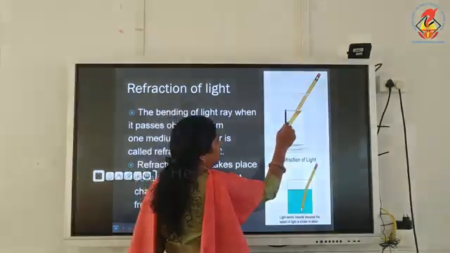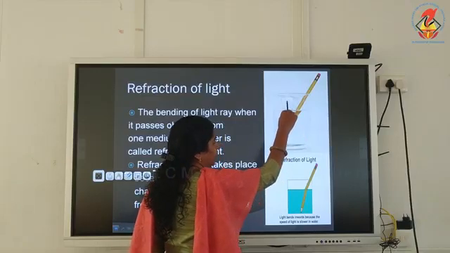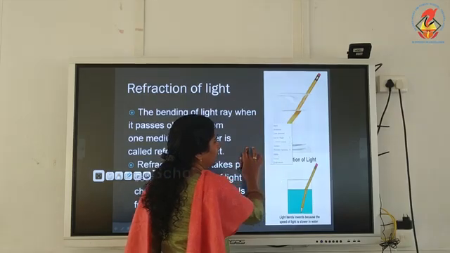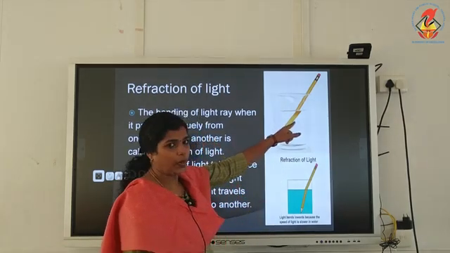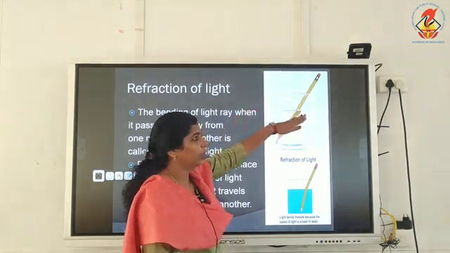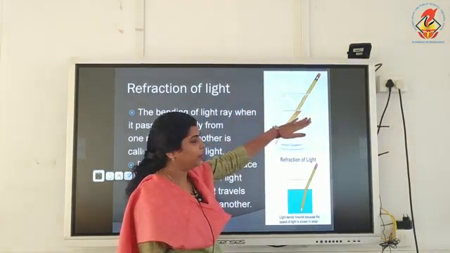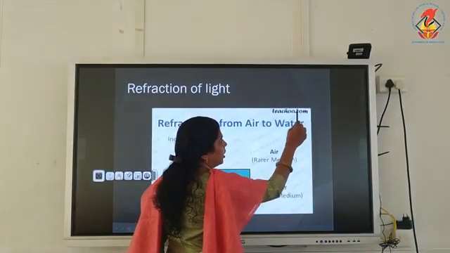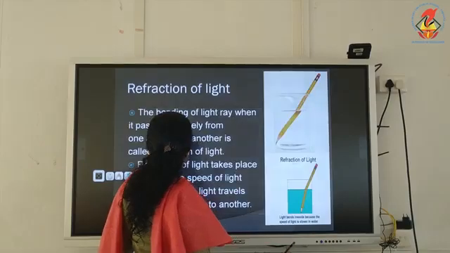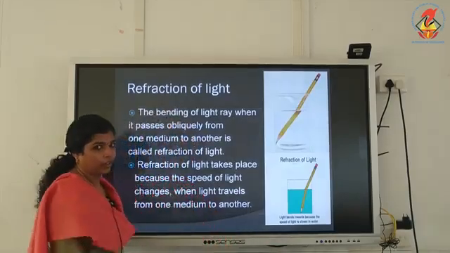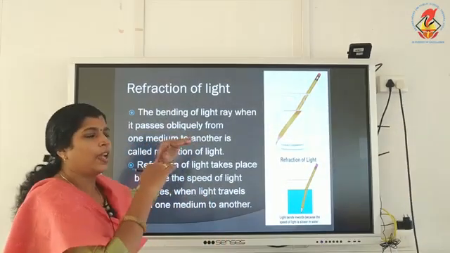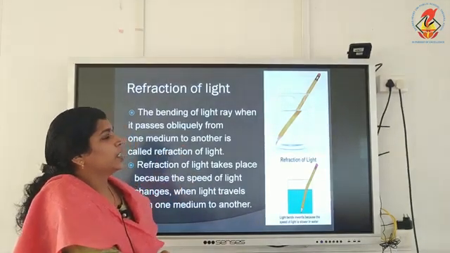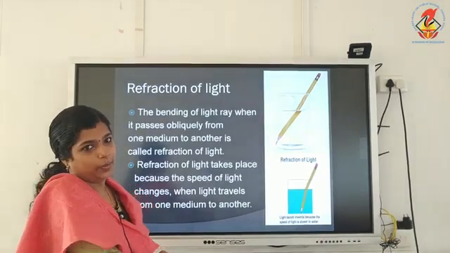So this is a separation, this is the first medium and this one is the second medium. Air is the first medium, water is the second medium, and at the surface, at this point, you can see a bending of the light ray. You can see a split in the pencil. So that is known as refraction of light.